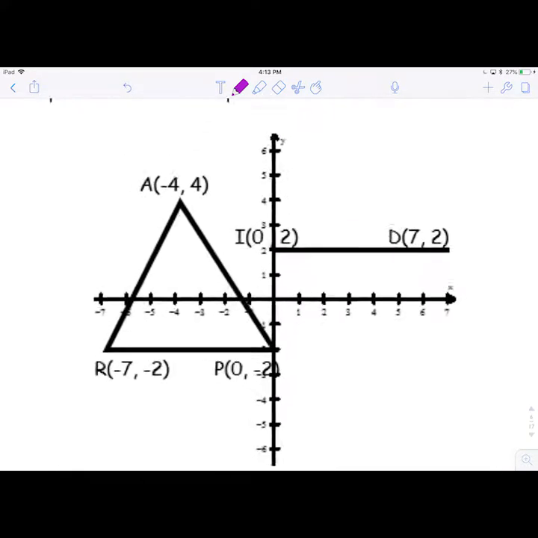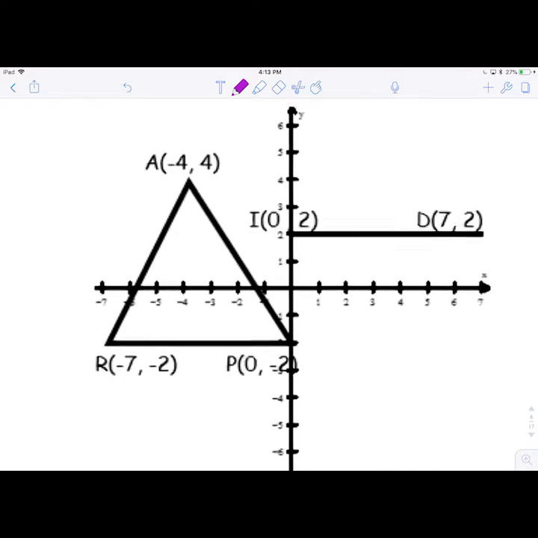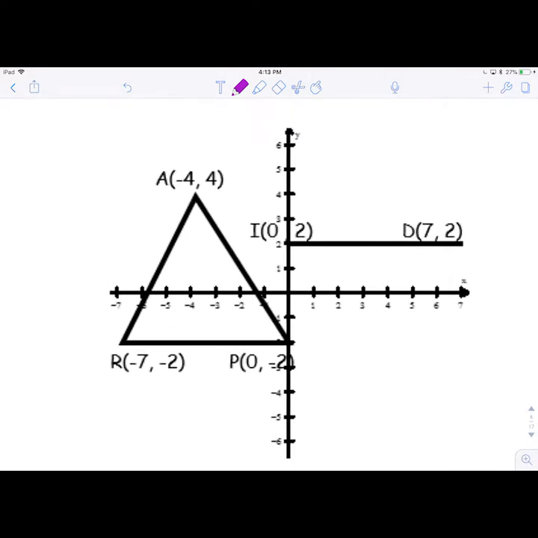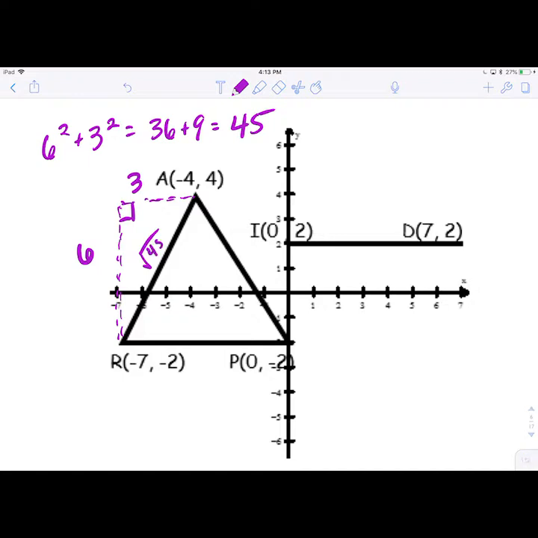Well, given this triangle right here, I can find the measure of RA by either doing the distance between R and A, or I could do a Pythagorean triangle and do it that way. I know that a lot of us have preferred this way. So what's the change in the y? Well, I went from -2 to +4, so that's a 6. And the change in the x is from -7 to -4, which is a 3. And when I do 6 squared plus 3 squared, what I'm going to get is 36 plus 9, which is 45. So the length of this is square root of 45.